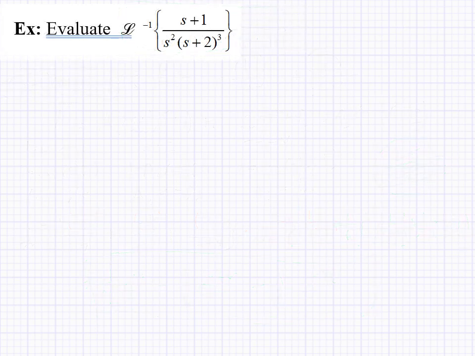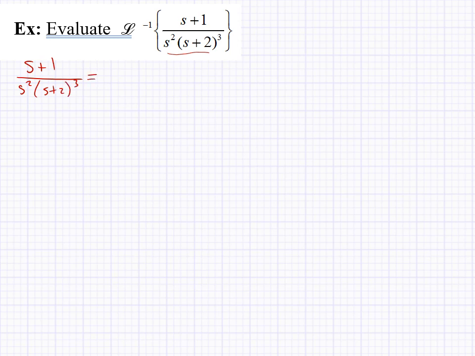Okay, here's another one. Same deal. Thinking about this, it doesn't initially look like a fairly simple one. We could split apart the numerator, but that's not going to do anything. S over this plus 1 over this doesn't really help us with the inverse Laplace transform. Thinking about splitting apart the denominator may be a little bit more useful. So let's look at partial fraction decomposition. S squared times s plus 2 cubed.